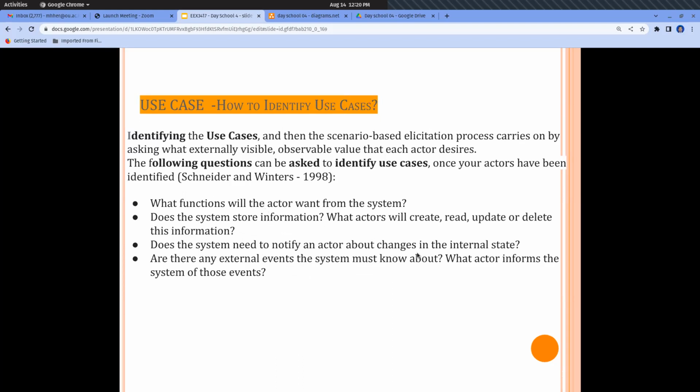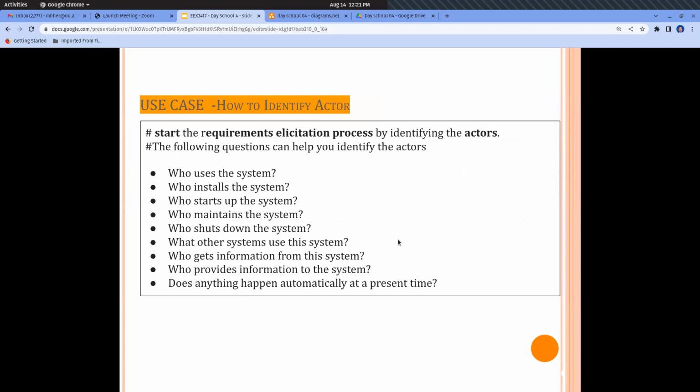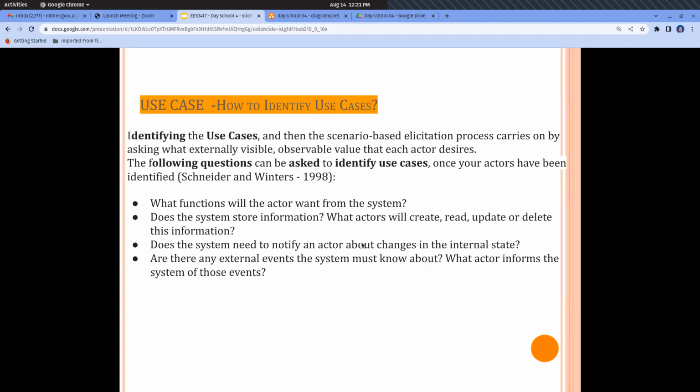Identify the use cases. The scenario-based elicitation process carries on by asking what externally visible, observable value each actor desires. The following questions can be asked to identify use cases. Here are the questions to get the use cases. We have to ask these questions.